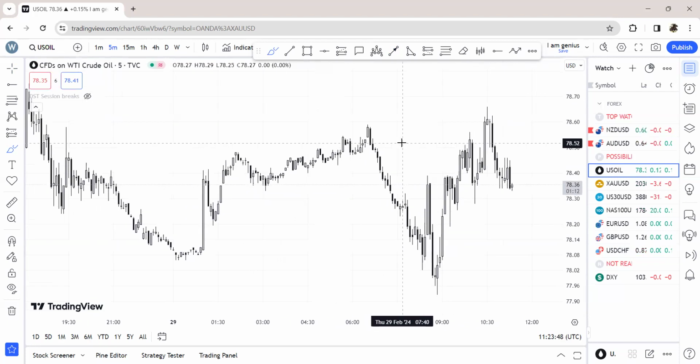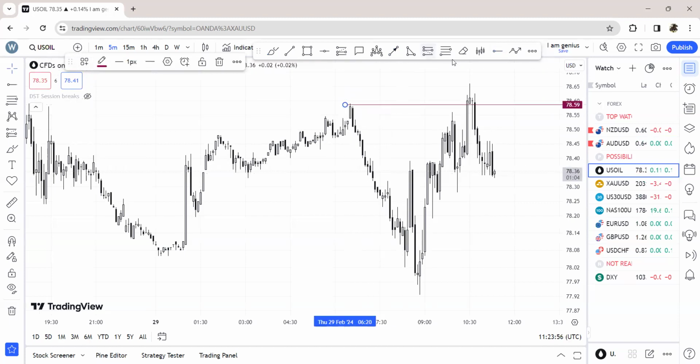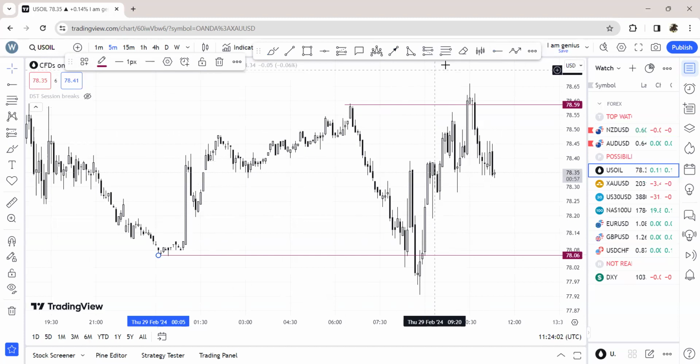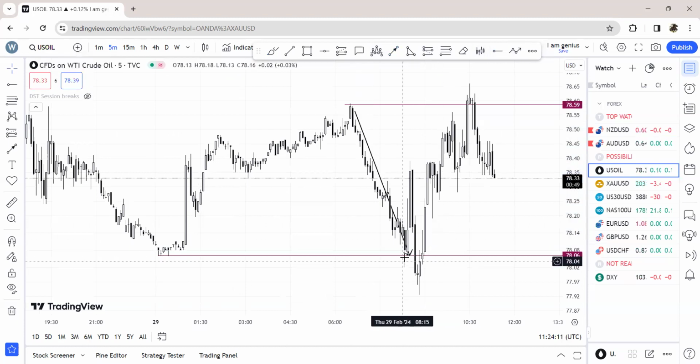Okay, US oil seems to be in a very big range. So let's say this has just happened and this. We haven't yet seen the drop. So the market has pushed, starting from here, going all the way down to this point. So what are you going to be waiting for here?